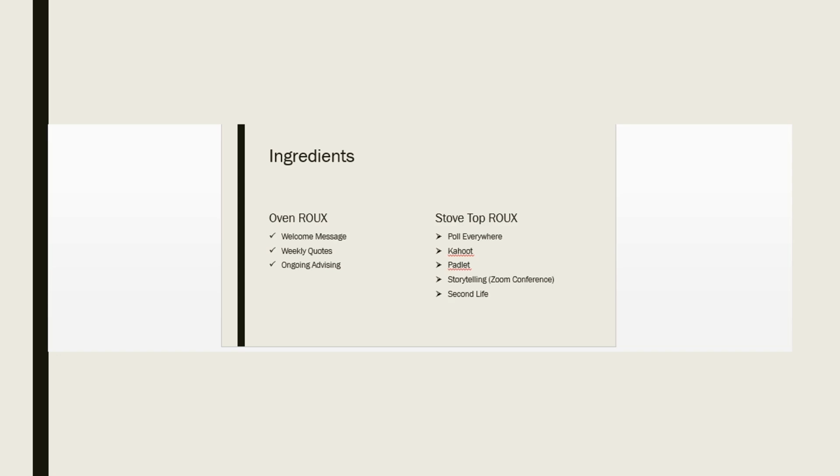The ingredients or elements that can be used for a stovetop roux in order to better engage our students or keep them motivated or active within the course are integrating a Poll Everywhere survey during the first and second week of the course, including a Kahoot activity during the weeks of a quiz or review. Doing so may ease test anxiety in our students, including a Padlet activity during one or two of the weekly discussions or a written assignment.